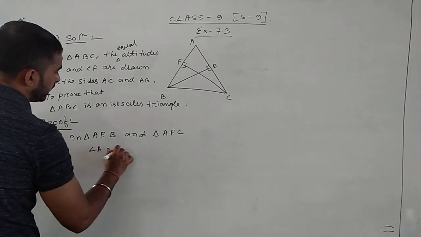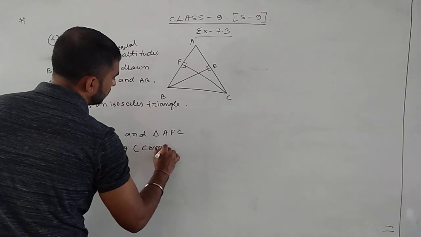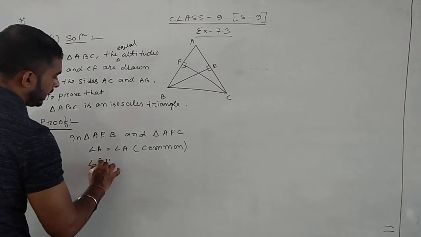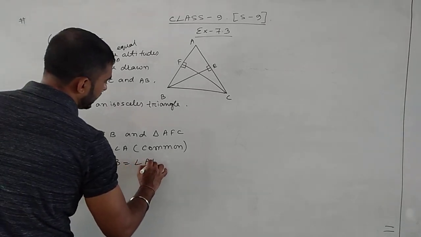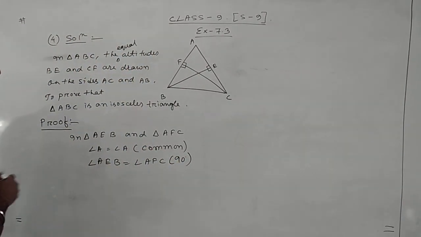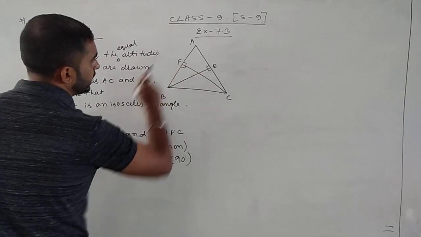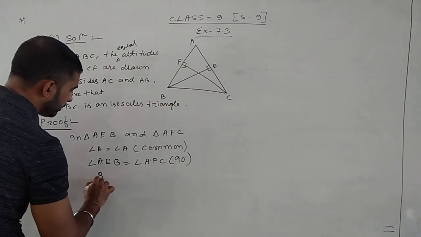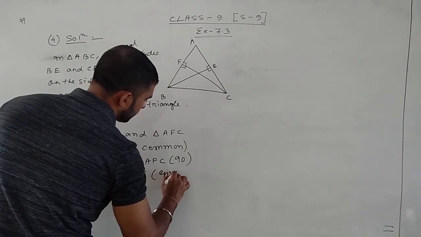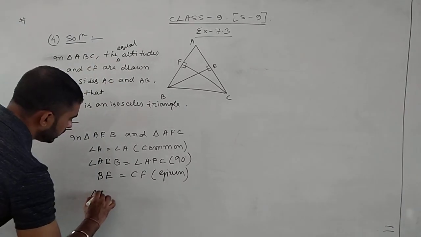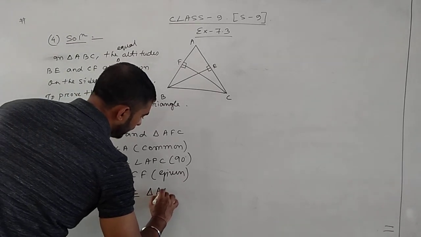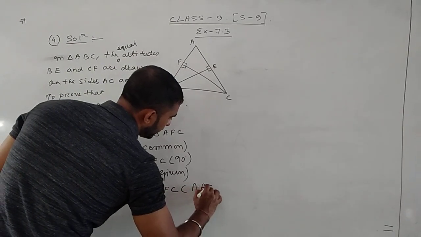Angle A equals angle A, which is common in both the triangles. Then angle AEB equals angle AFC, which is 90 degrees, because BE and CF are the altitudes. That's why these two angles are 90. And then BE equals CF, it is given. Therefore, triangle AEB is congruent to triangle AFC by angle side.